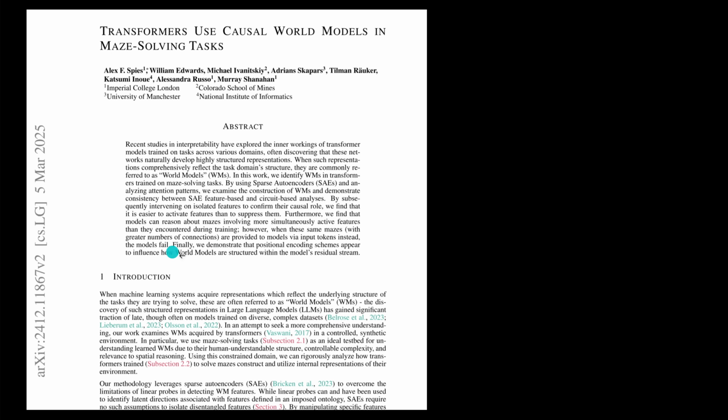You see exactly what it is that tells us here: the inner workings of transformer models trained on tasks across various domains often discover that these networks naturally develop highly structured internal representations of their task and the world around them. Such representations comprehensively reflect the task domain structure, and they are commonly referred to as world models.